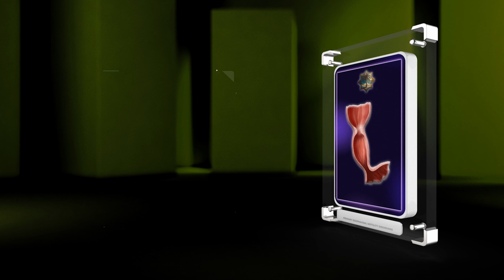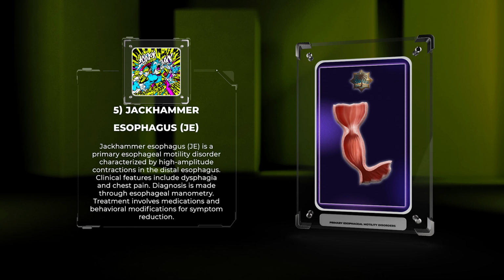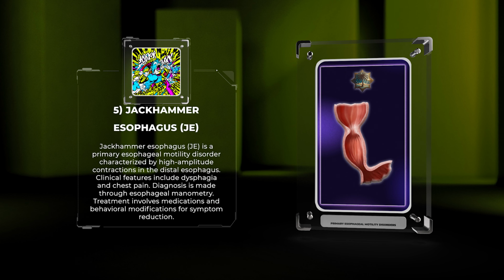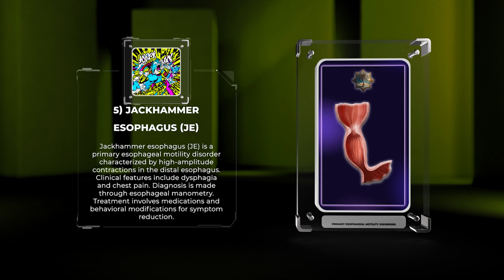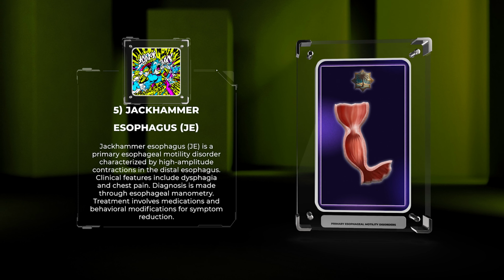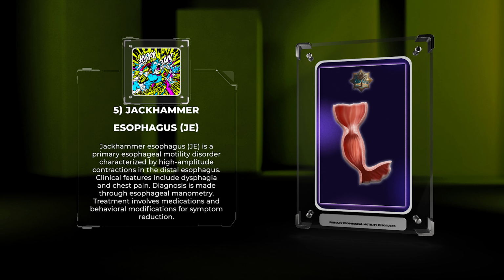Jackhammer esophagus is a primary esophageal motility disorder characterized by high-amplitude contractions in the distal esophagus. Clinical features include dysphagia and chest pain. Diagnosis is made through esophageal manometry. Treatment involves medications and behavioral modifications for symptom reduction.